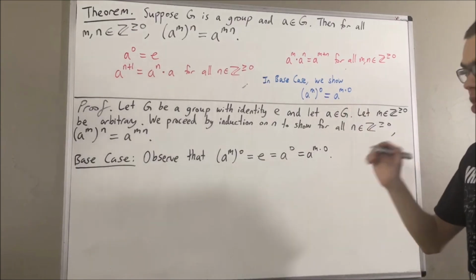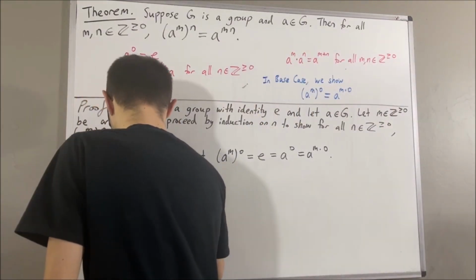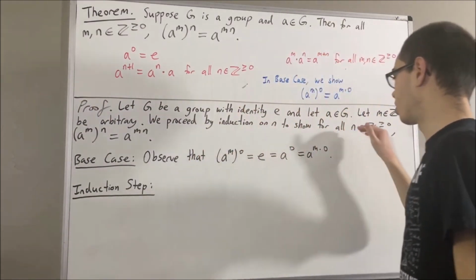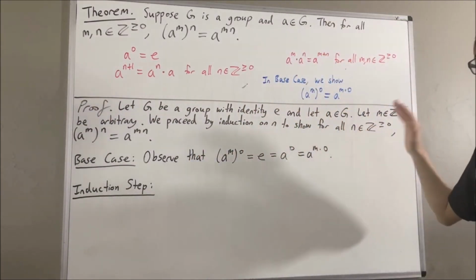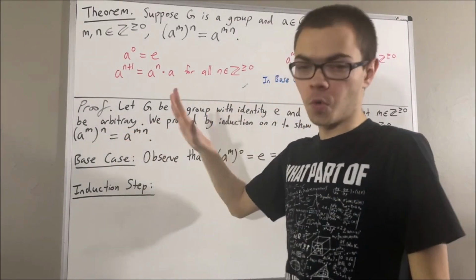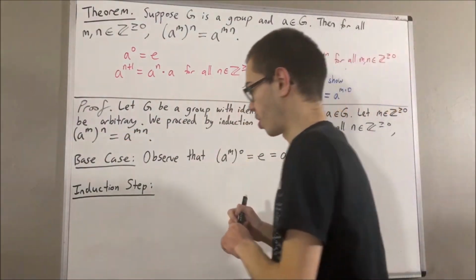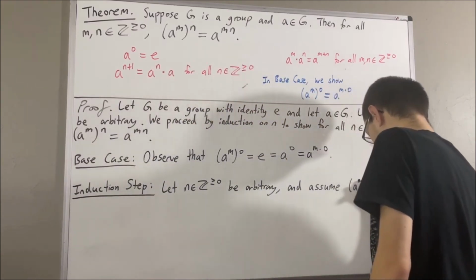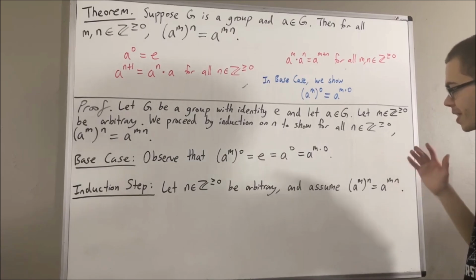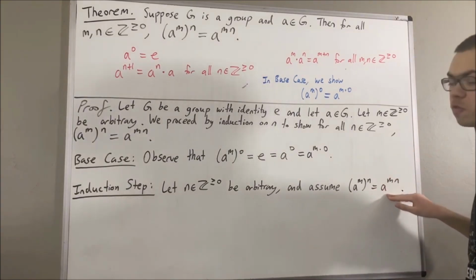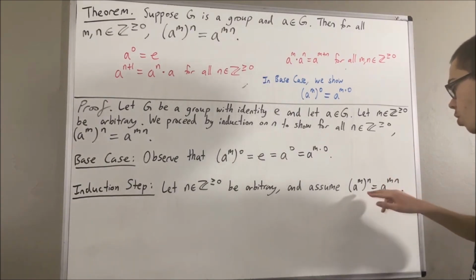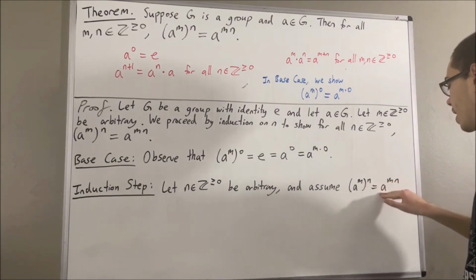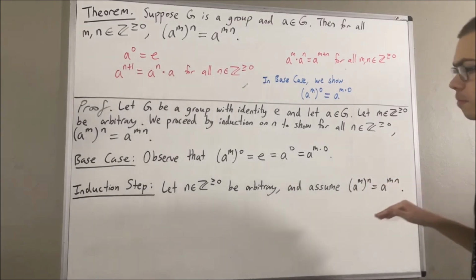Now let's move on to the induction step. In the induction step, we give ourselves an arbitrary integer n greater than or equal to 0, and we assume that this equality is true for that arbitrary integer n. And the whole goal of the induction step is to show that this is also true for n plus 1. In other words, we want to show that a to the power of m to the power of n plus 1 is equal to a to the power of m times n plus 1.